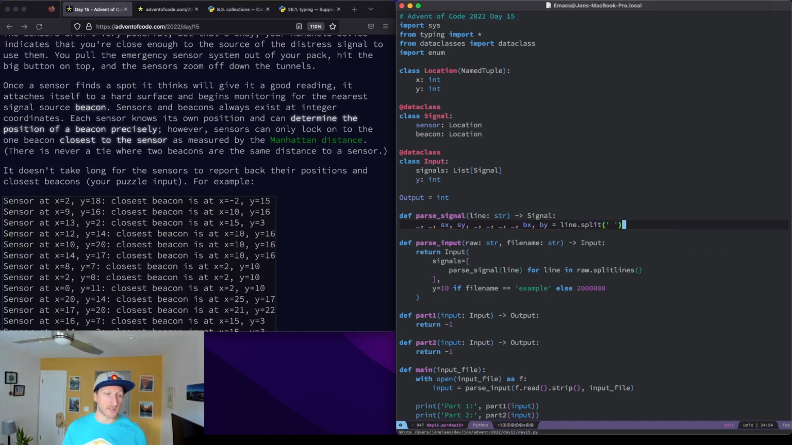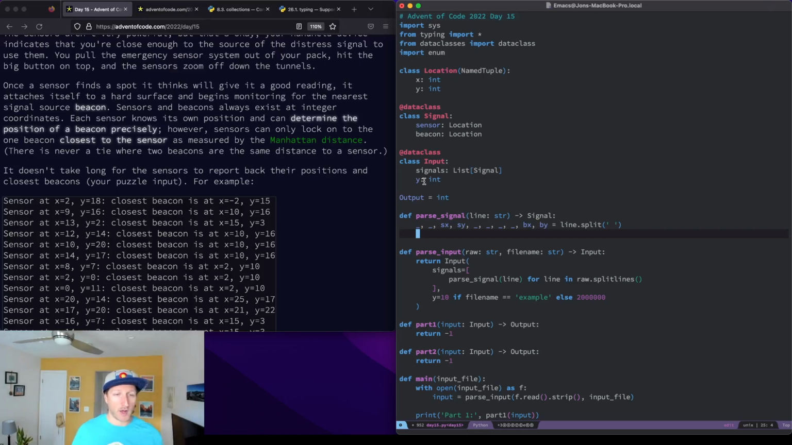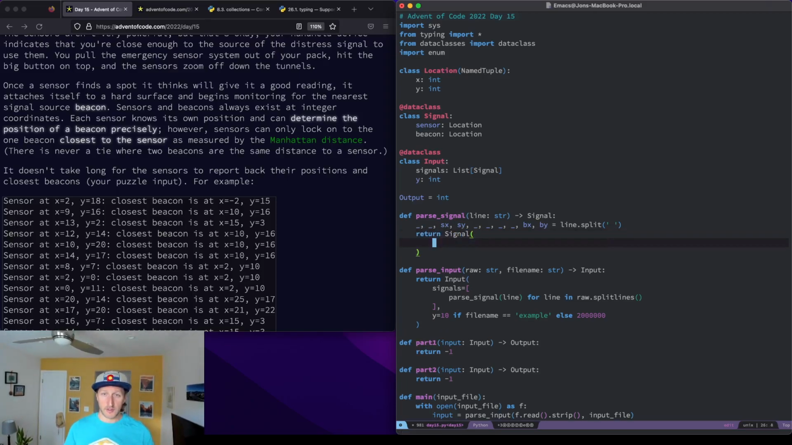So we're just going to split on space and get the x, y of the sensor and the x, y of the beacon, and then return the signal. Sensor equals location, x equals int of sx, colon 2 colon -1.